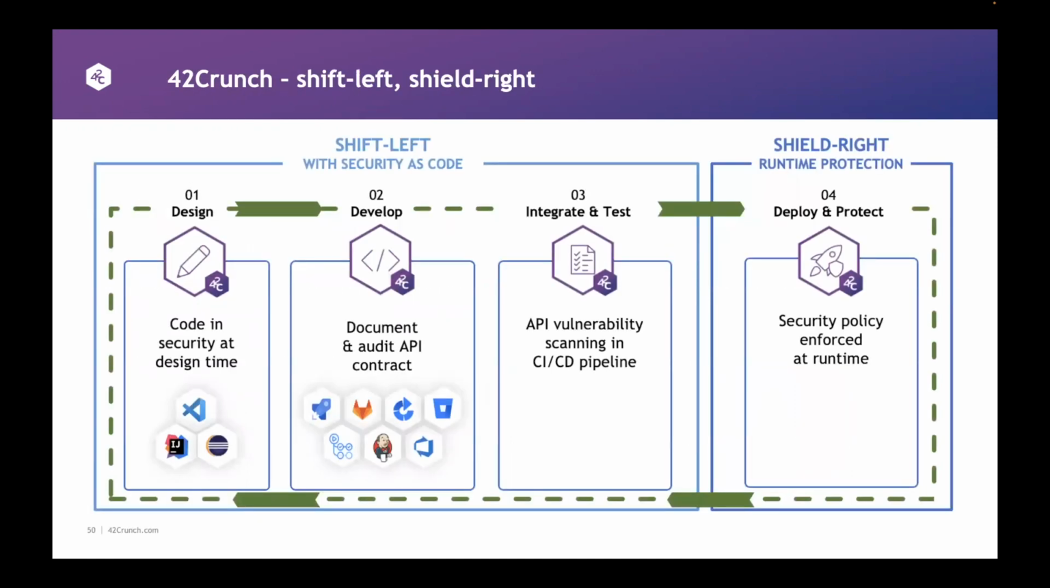42Crunch. I nearly forgot I've got a demo to do. 42Crunch: shift left, shield right. So just briefly, what we do, we have 3 product categories.